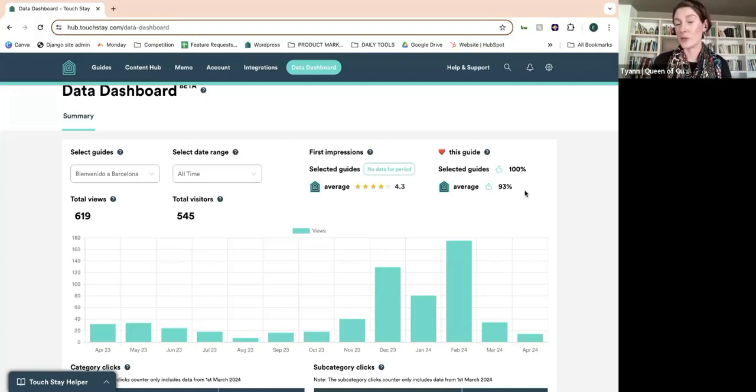So you can see that the average for TouchStay is 93%. It's very nice for all of our customers. People are clearly loving all of our TouchStay guides. But mine is 100%, so I feel very good about that one.